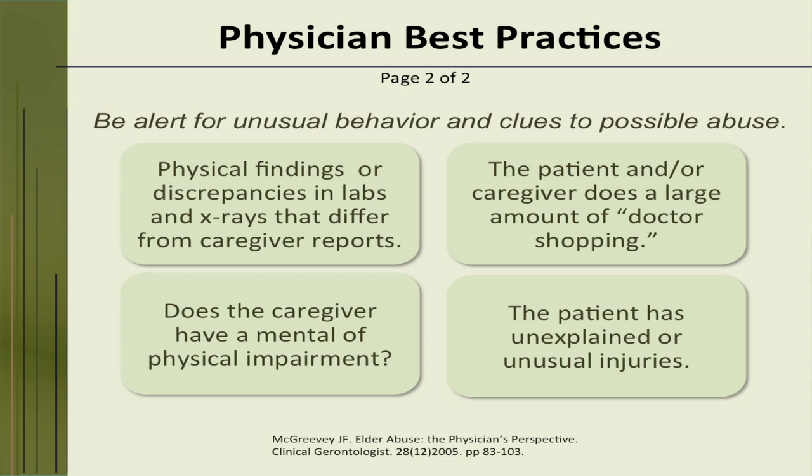Now, does the caregiver have a mental or physical impairment? If this is the case, it could lead to caregiver neglect or some type of physical abuse, and that doesn't necessarily mean it's intentional, but it still could be there. Does the patient have unexplained or unusual injuries? As we move along further in this presentation, we'll talk about some of those injuries and injury patterns that are indicative of abuse, such as injuries to the head and torso and penetrating injuries that are more indicative of abuse compared to non-abused older adults.